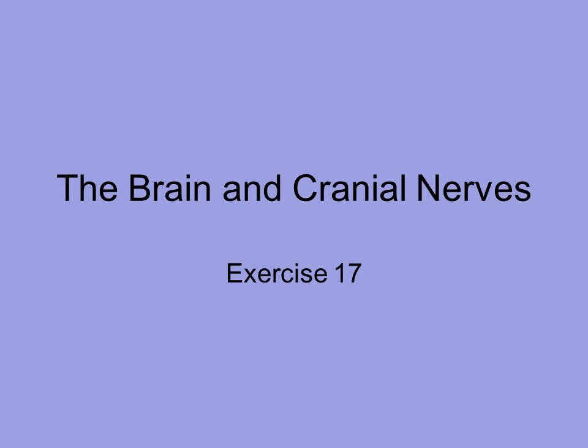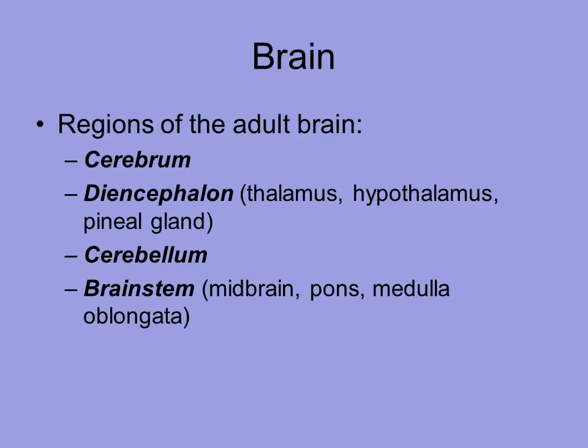Exercise 17 deals with the brain and the spinal nerves. We're going to look at the brain first, and then we'll look at the cranial nerves that are associated with it. In the adult brain, the regions of the brain can be divided into 4 groups or 4 parts.